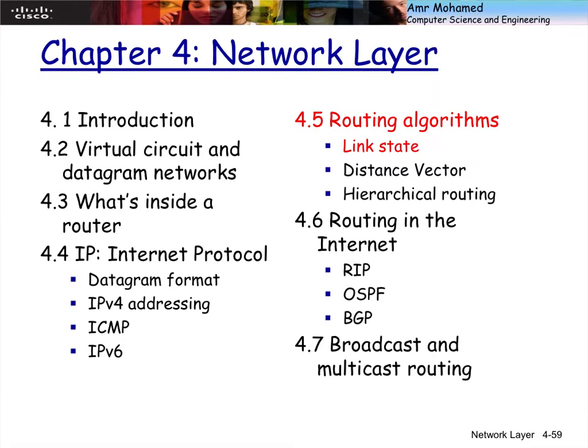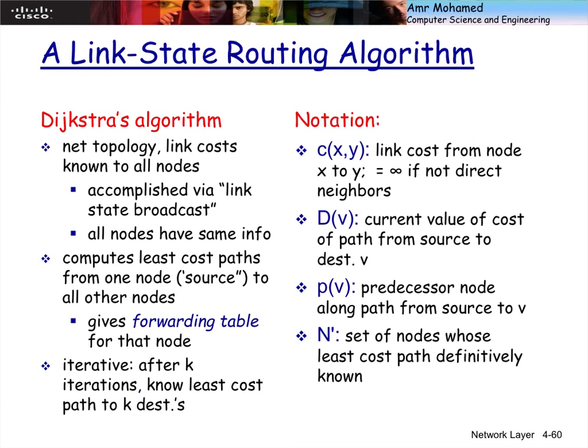So now we know the pros and cons for each one. So we need to talk about the link state, and in link state we have what we call Dijkstra's algorithm. Dijkstra's algorithm is shortest path. It constructs the shortest path tree, as we said, from one router to all the other nodes in the network.